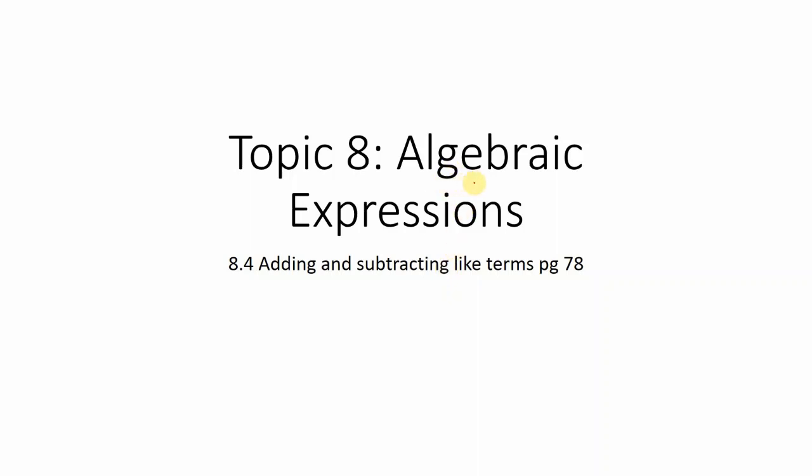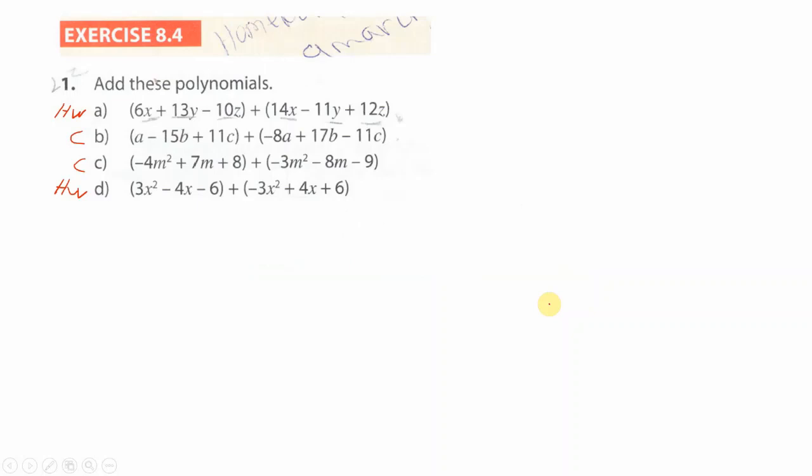We are busy with algebraic expressions, and today we are going to look at the addition and subtraction of like terms. So for exercise 8.4, we have to add these polynomials. We are going to look at number 1b, and if we investigate number 1b, we see we have in brackets a minus 15b plus 11c.